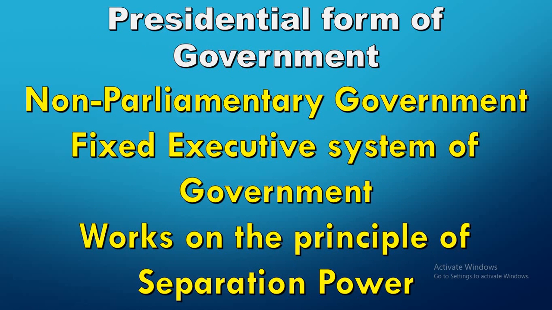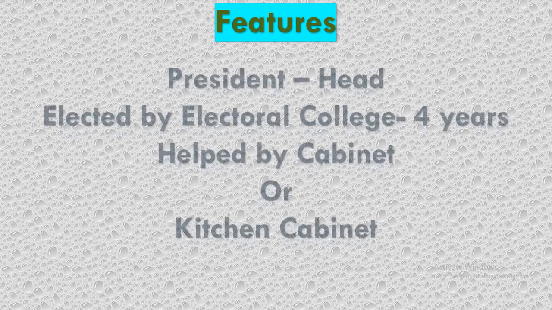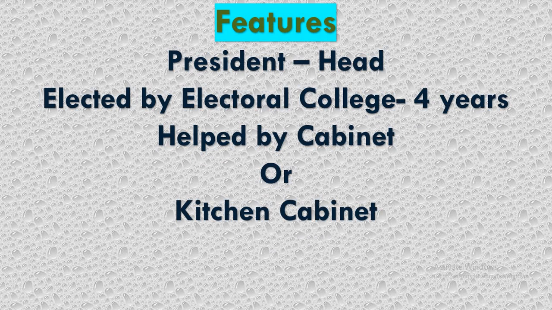It says about the non-parliamentary government, which is a fixed executive system of government. It works under the principle of separation of powers. So every ministry will have their own responsibility and control in their ministry. We'll see the features of the presidential form of government. The president will be the head of the state. He occupies a ceremonial position. The president is elected by the electoral college for a period of 4 years.